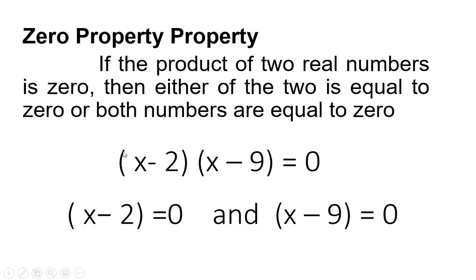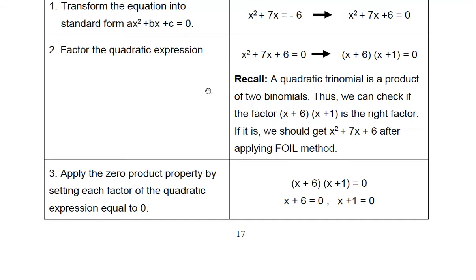If this is our example, if this is the factored form of the quadratic equation, part of the factor is equal to 0, and this other part is equal to 0. That is the zero product property. So x plus 6 equals 0, hiniwalay lang, x plus 1 equals 0. So after is solve for x.